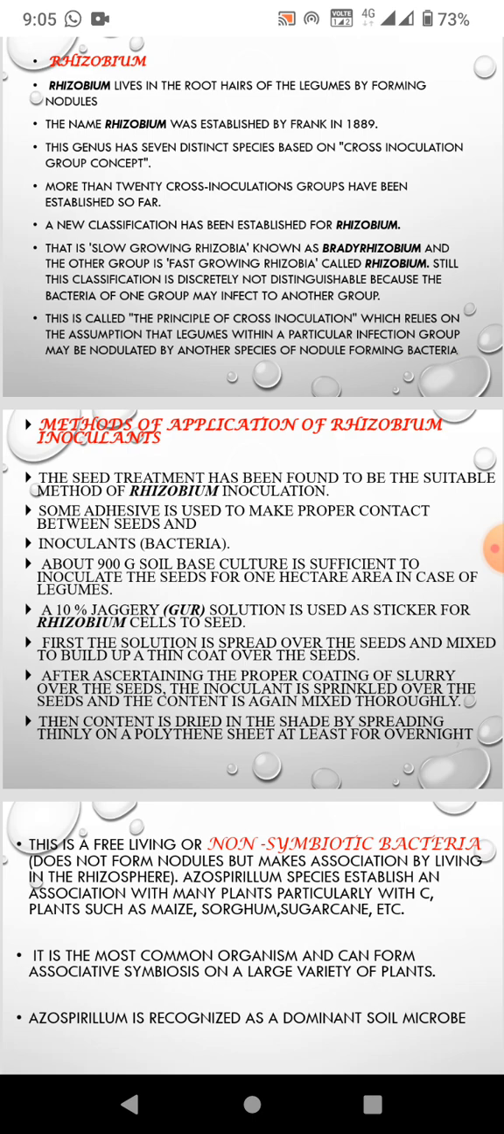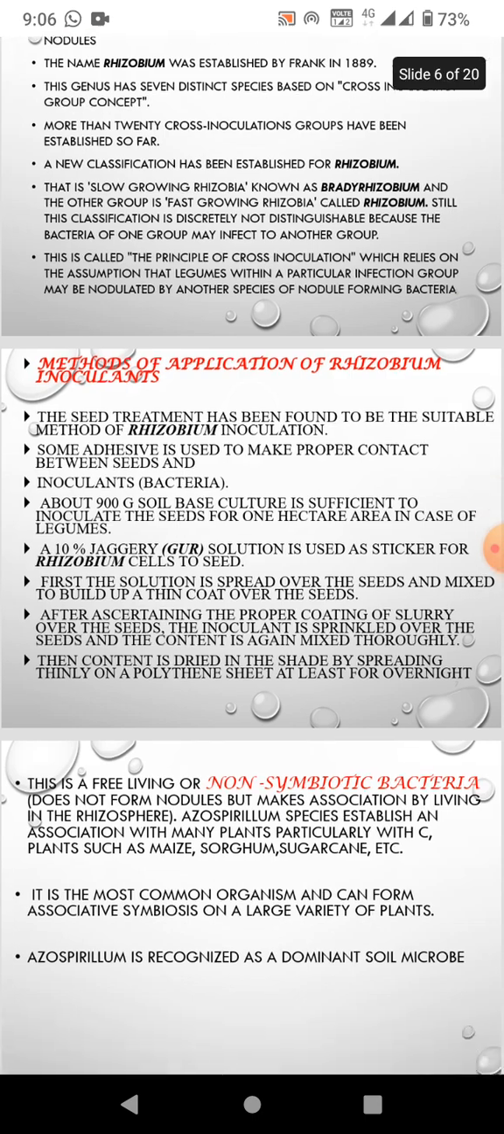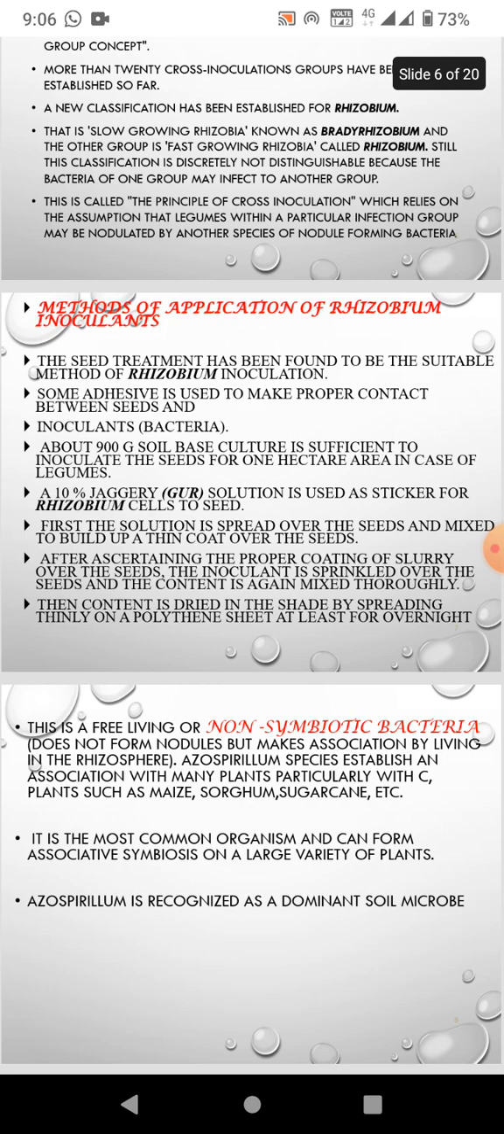A 10% agar solution is used as a sticker for Rhizobium cells to seed. First, the solution is spread over the seed and mixed to build a thin coat over the seed. After the proper coating of slurry over the seed, the inoculant is sprinkled over the seed and the content is again mixed thoroughly. Then the content is dried in the shade by spreading thinly on a polythene sheet at least overnight.